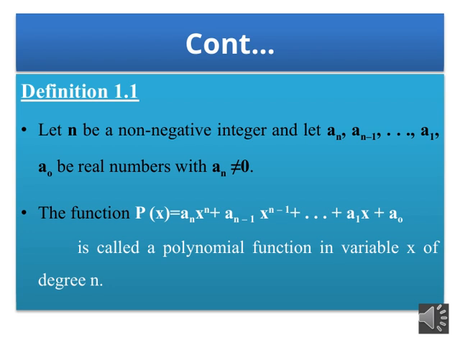This non-zero condition is crucial because it determines the degree of the polynomial. Now, with these pieces in place, we can define a polynomial function in the variable. It's written as p of x, and it looks like a sum of terms.